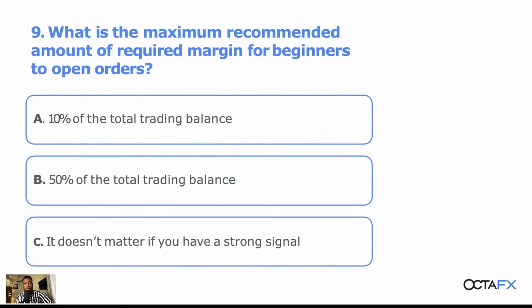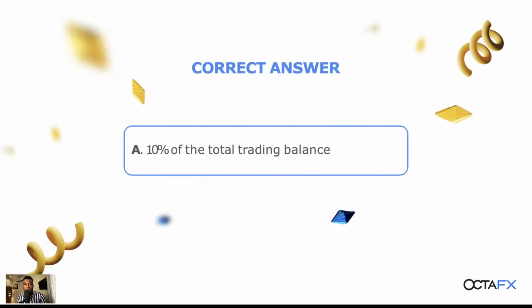What is the maximum recommended amount of required margin for beginners to open orders? A. 10% of total trading balance. B. 50% of total trading balance. And C. It doesn't matter if you have a strong signal. Only one can be correct, A, B, or C. Let's see. The correct answer for number 9 is A, 10% of the total trading balance.